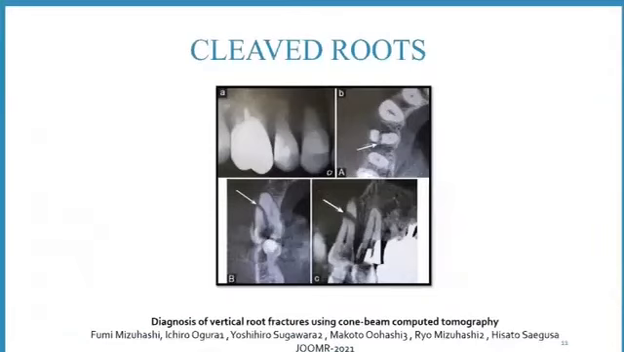Moving on to cleaved roots. Cleaved roots in an oblique direction may be difficult to view radiographically. CBCT techniques can show the concerned tooth in all 3 planes of space. With CBCT, the exact location of root fracture and the angulation of displacement can be established. Here we can see in different pictures how the IOPA is not giving accurate information, whereas the CBCT gives us very accurate information about the cleavage of the roots.